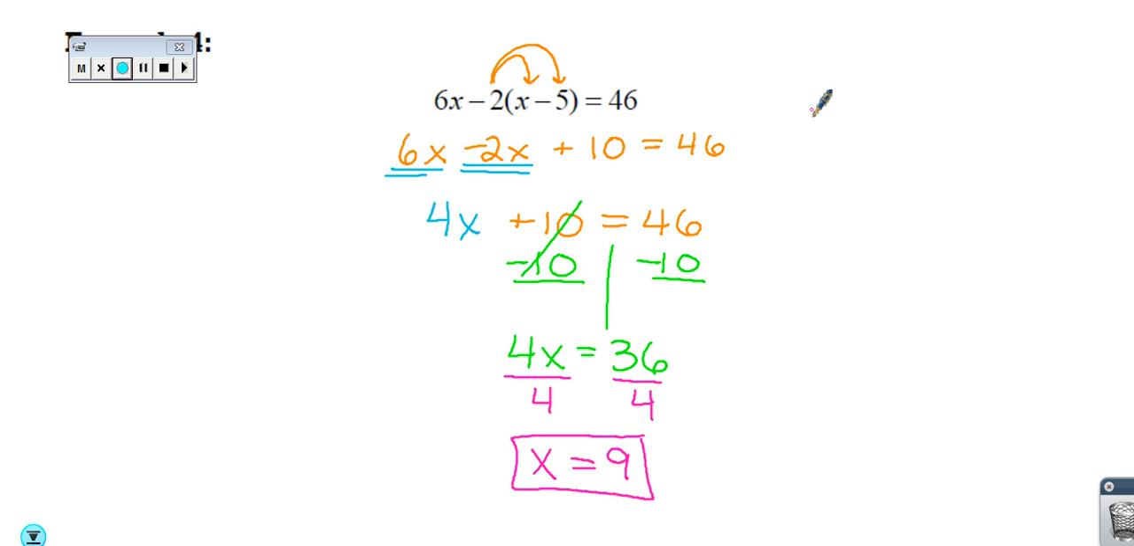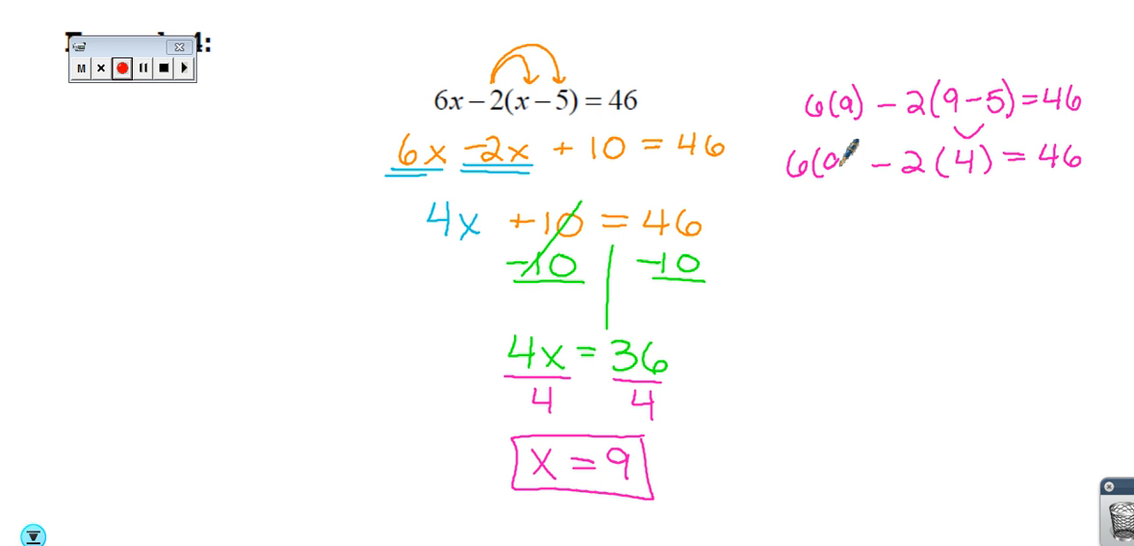Again, quickly check, so 6 times 9 minus 2 times the quantity 9 minus 5 is equal to 46. Parentheses comes first because, again, I am simplifying. I'm using order of operations. Rewrite everything down, so 6 times 9. And now comes multiplication, so 6 times 9 gives me 54. Negative 2 times 4 gives me minus 8. And equals 46. And when I subtract, I do get 46 is equal to 46.